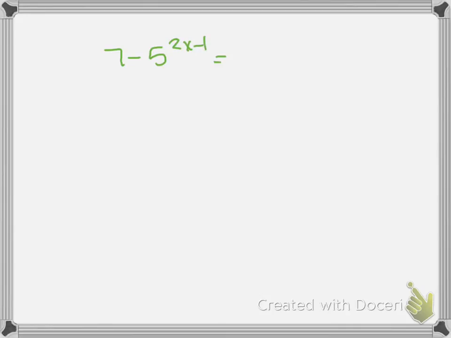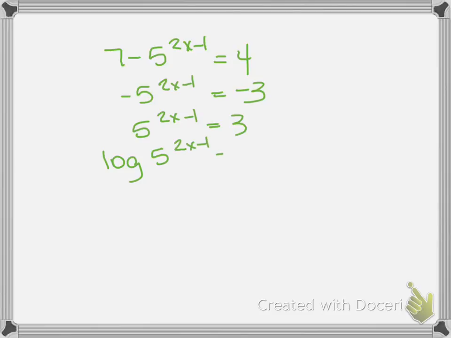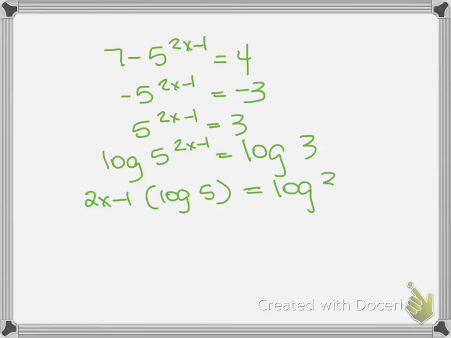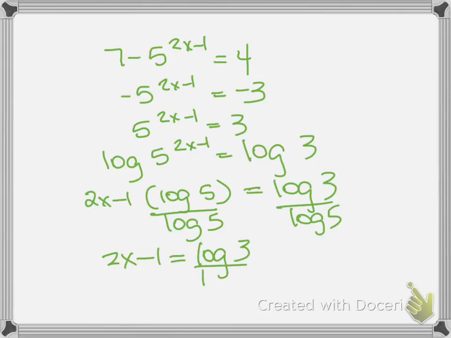7 minus 5 to the 2x minus 1 is equal to 4. We're going to move the 7 over, just like we would do. We want to isolate the exponential term. Then we take the log of both sides. Our exponent becomes our coefficient. We just simply divide by the log of 5 and solve for x, keeping in mind that the log of 3 divided by the log of 5 is just a number. And x is equal to 0.84.